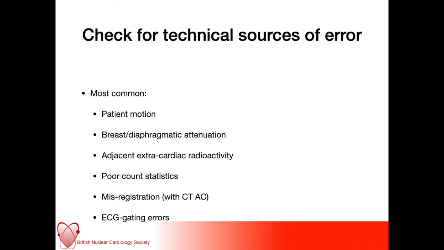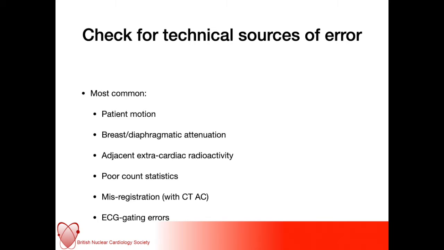Just to recap technical sources of error, well, the most common is patient motion. Then we might identify soft tissue attenuation from the breast or from the subdiaphragmatic tissues. Commonly there may be extracardiac activity from stomach contents or from the liver. The radiotracer inside the heart may actually not be optimal. There may be poor counts due to a tissue injection or slightly incorrect dosing according to BMI of the patient.